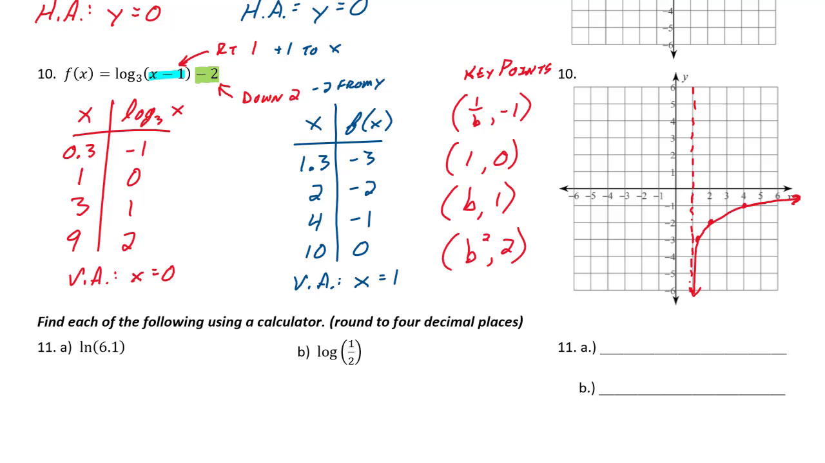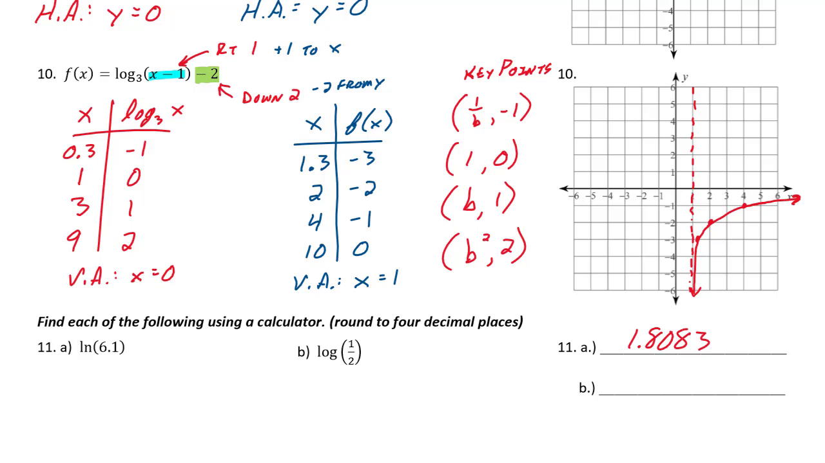As far as number 11 is concerned, this really is just a calculator exercise. If we were to type these in, the natural log of 6.1 comes back approximately, to 4 decimal places, 1.8083, because it would be 1.808 and the 8 would make the 2 round up to a 3.